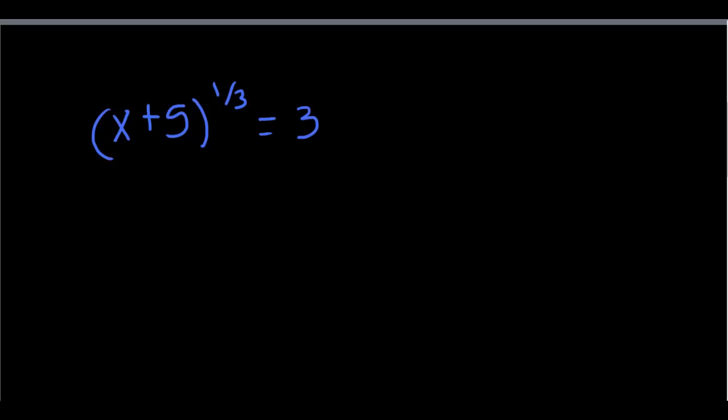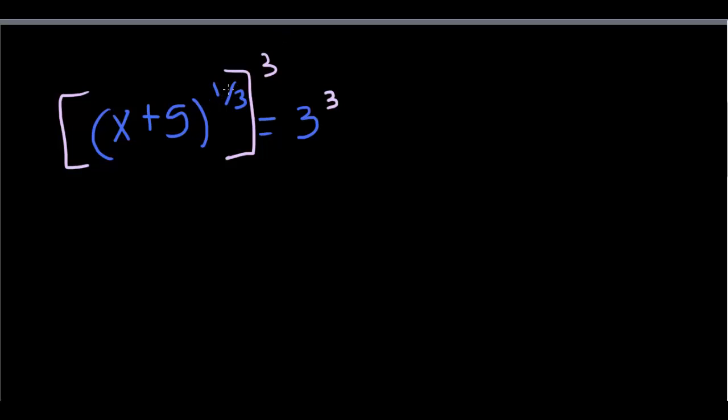So what I'm going to do is elevate everything to the power of the index. In this case, the index is 3, so I'm going to elevate everything to the power of 3. And this is what happens. When I elevate the 1/3 to the power of 3, this is a power to a power, and the rule is that we multiply the exponents.